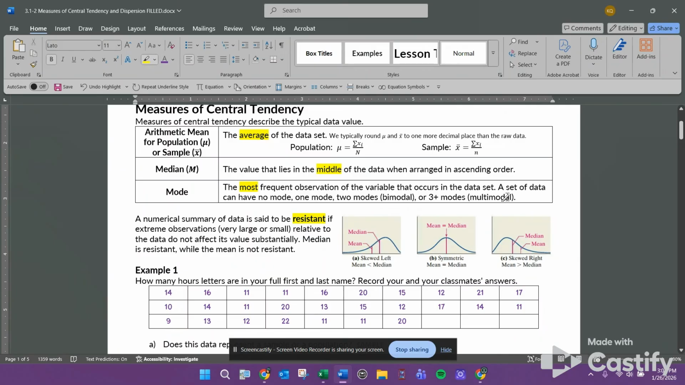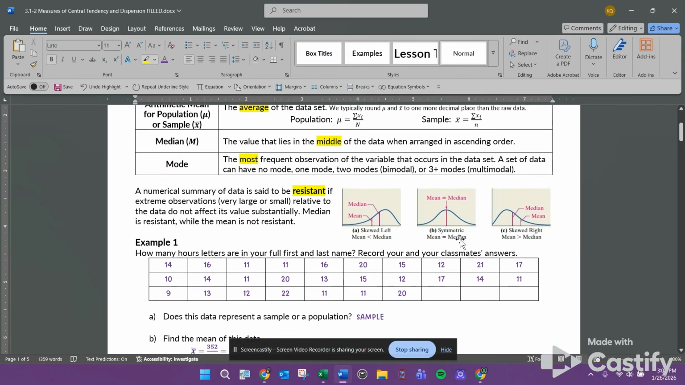Great. First question: does this data represent a sample or a population? This represents a sample, because if we were talking about all of my students, like all of Miss Quigley's classes, y'all are one of my classes. If we're talking about all of Mesquite High School, you guys are one class out of all of Mesquite High School's 1A or 2A classes. So this is a sample of a larger population.